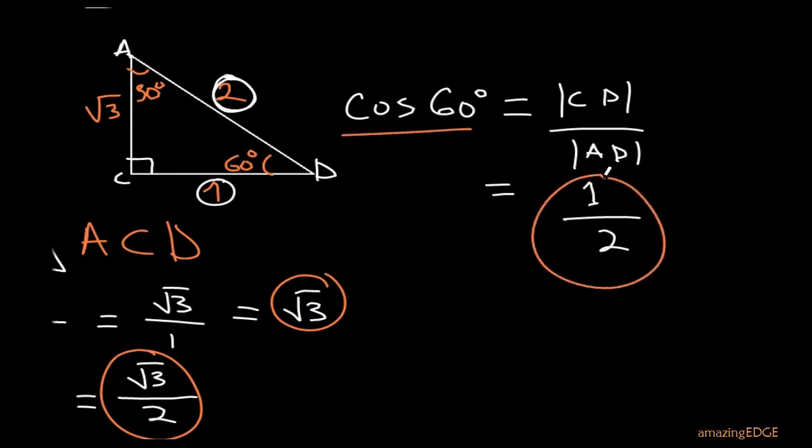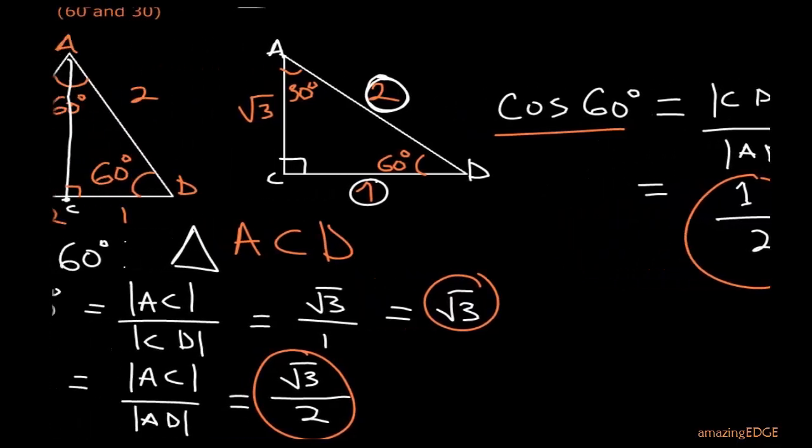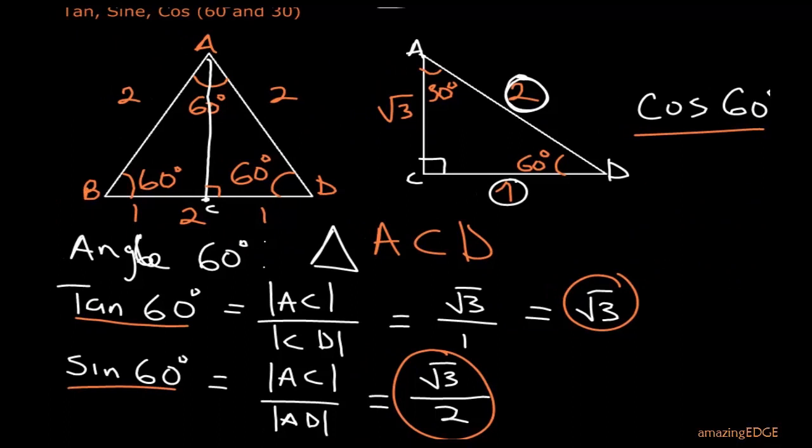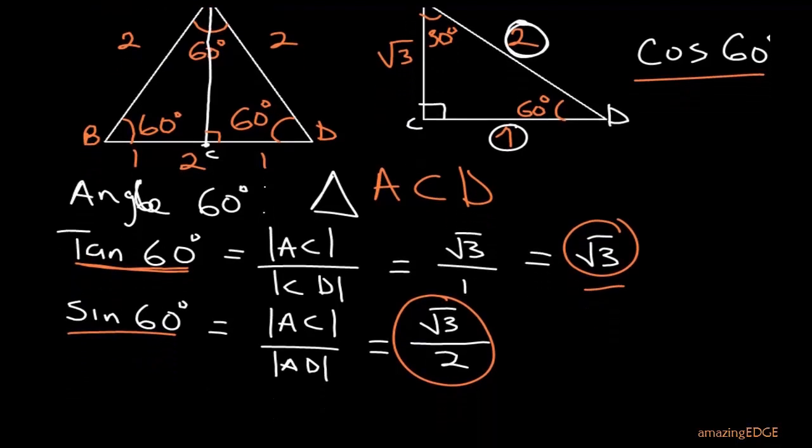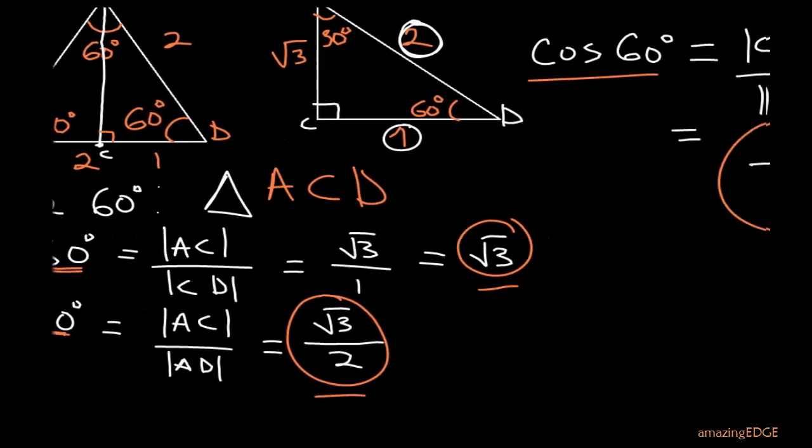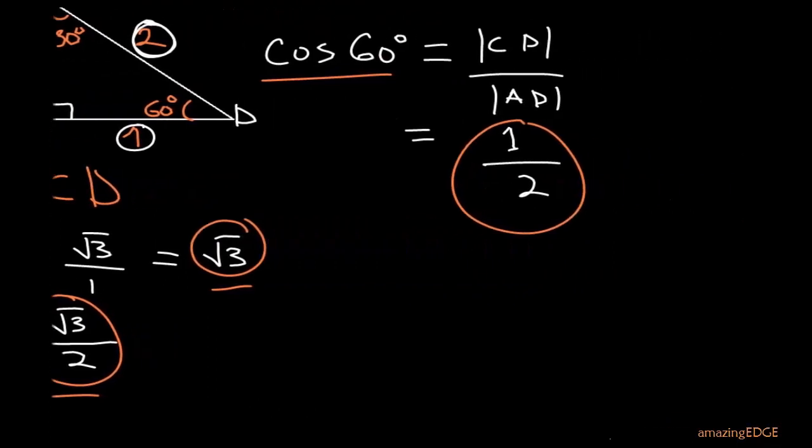So we now go back again and look for the 30 degrees. We are done with 60 degrees now. For the 60 degrees, we got tan 60 degrees, which gave us root 3. Then we also looked for sine 60 degrees, which gave us root 3 over 2. And finally, we got that cos 60 degrees is the same thing as 1 over 2.